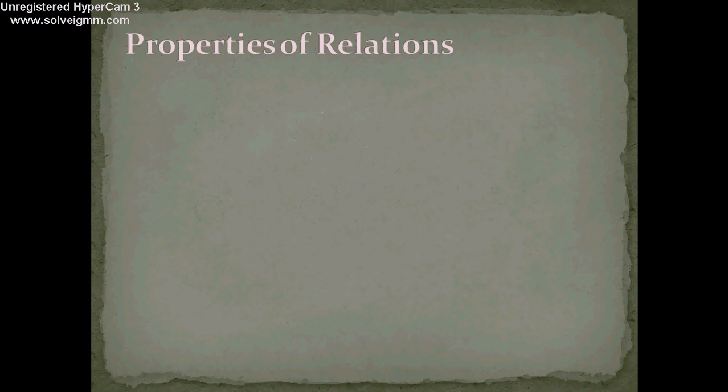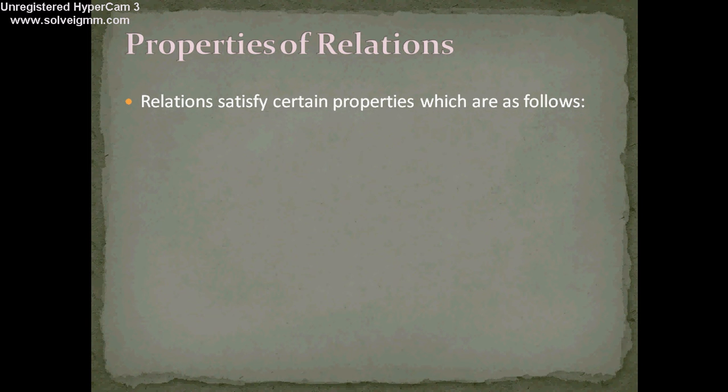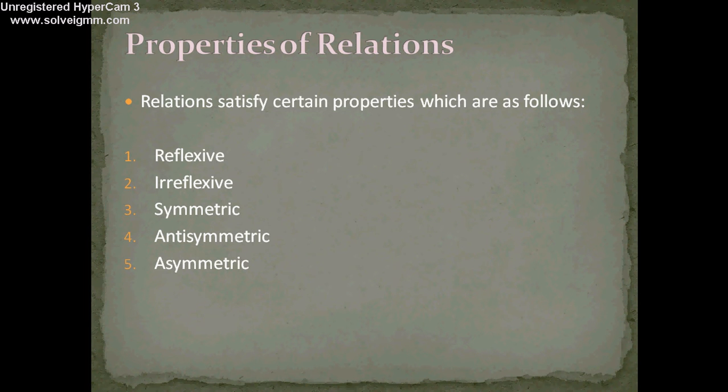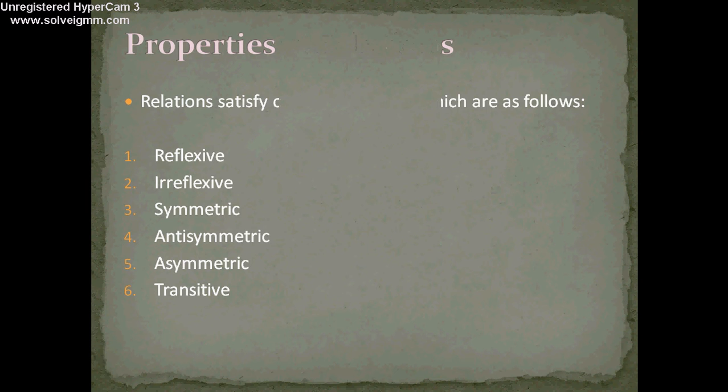Next we will see what the properties of relations are. A relation satisfies certain properties, which are as follows. The first is the reflexive property, then the irreflexive property, symmetric property, antisymmetric property, asymmetric property, and we have the transitive property. So there are various properties. Let us see those one by one.